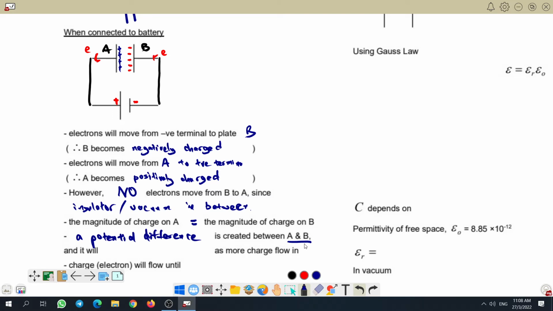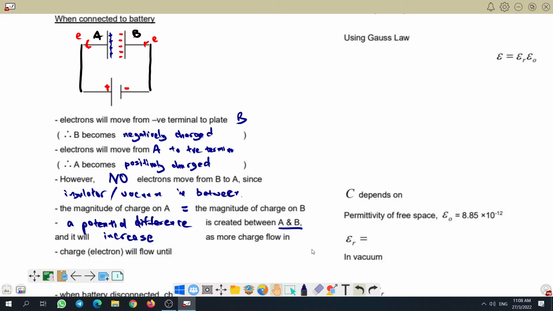Okay, so as time goes by, semakin negatif kan? Semakin banyak elektron pergi ke B, semakin banyak elektron A pergi balik ke battery. So this potential difference will increase as more charge flow in. So do you think it will keep on happening? Sampai infinity kah charge ni? Think about it.